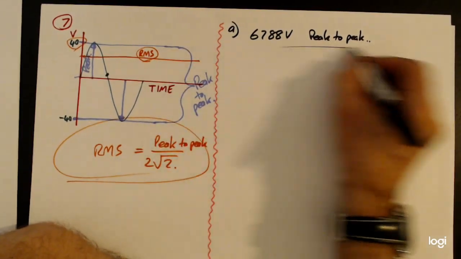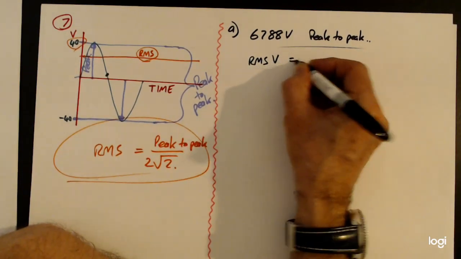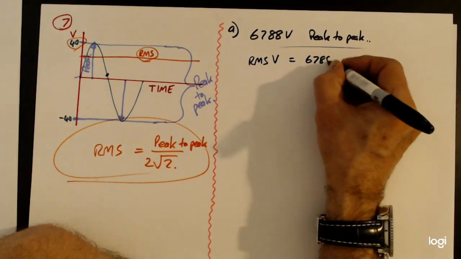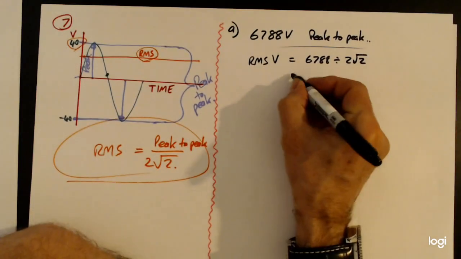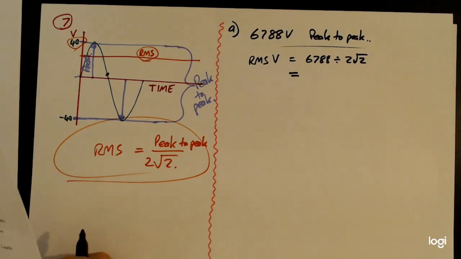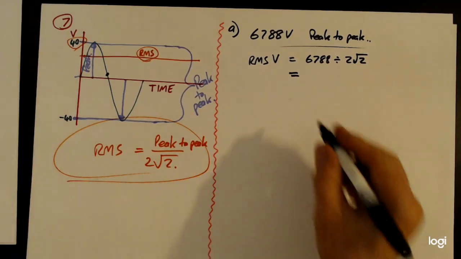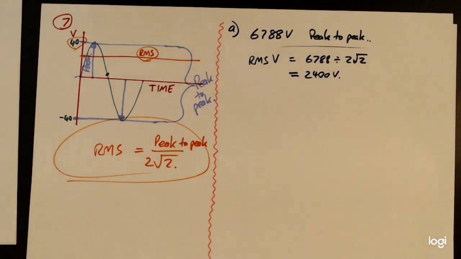Okay, so let's get the RMS voltage first, right? RMS voltage equals 6788 divided by 2 root 2. And I'm going to cheat. I've got the answers right with me. Hang on a second. And that comes to 2,400 volts. All right.